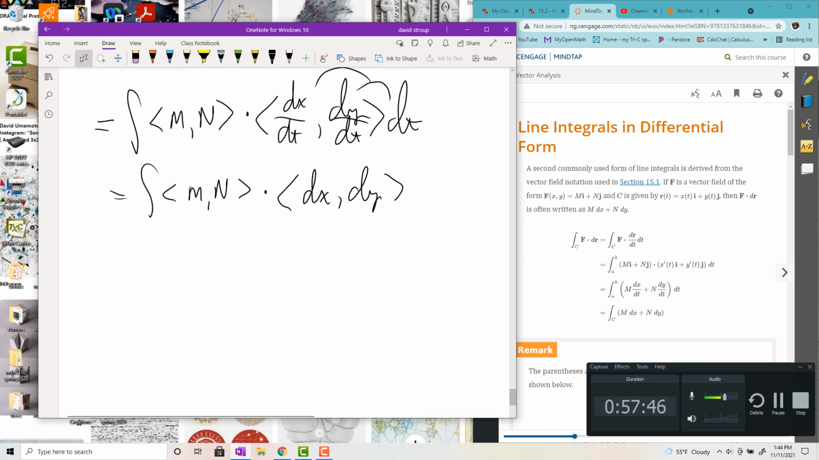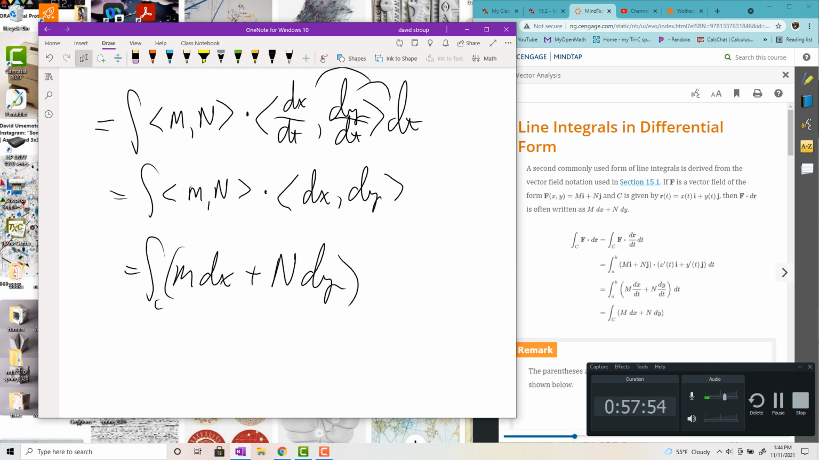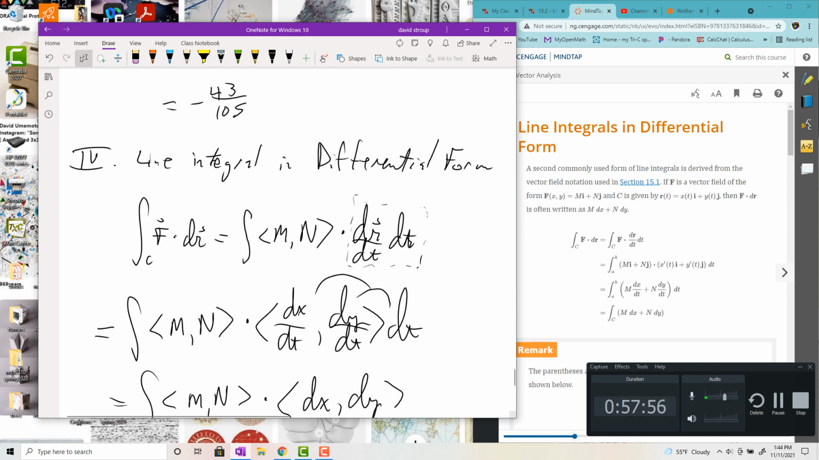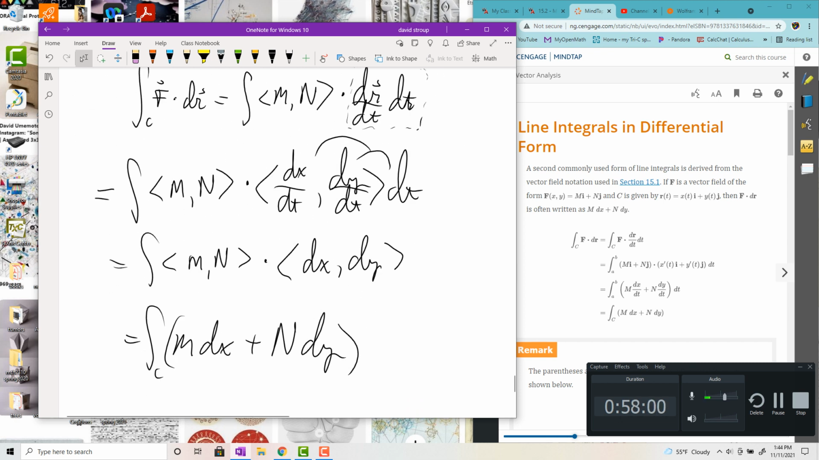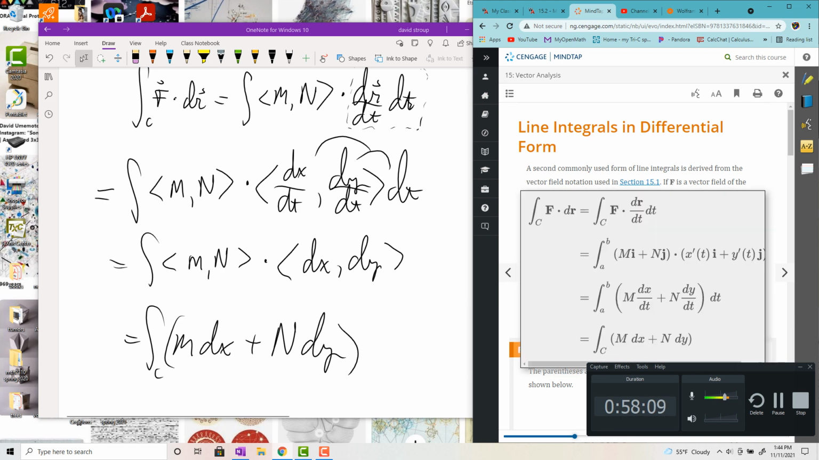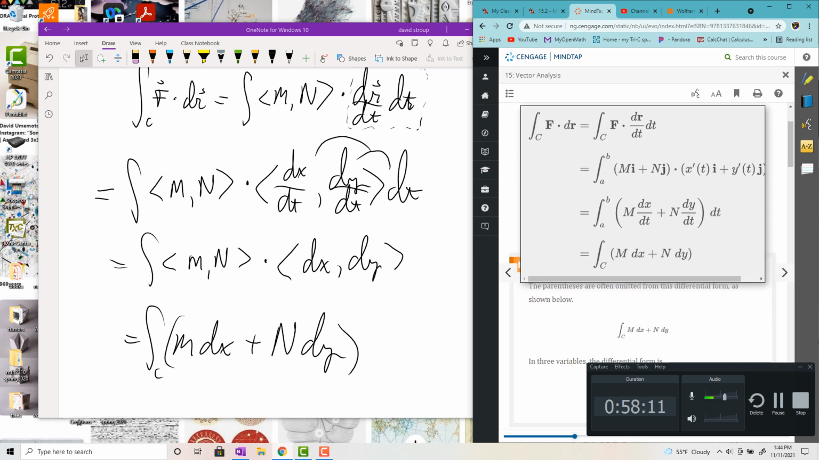Okay, so what the heck is this thing then? This is M dx plus N dy, and that is going to be our differential form that we want. So it's really just the plain old line integral of a vector field over a curve, rewritten in terms of x's and y's. Okay, so that's what you see there on the right.